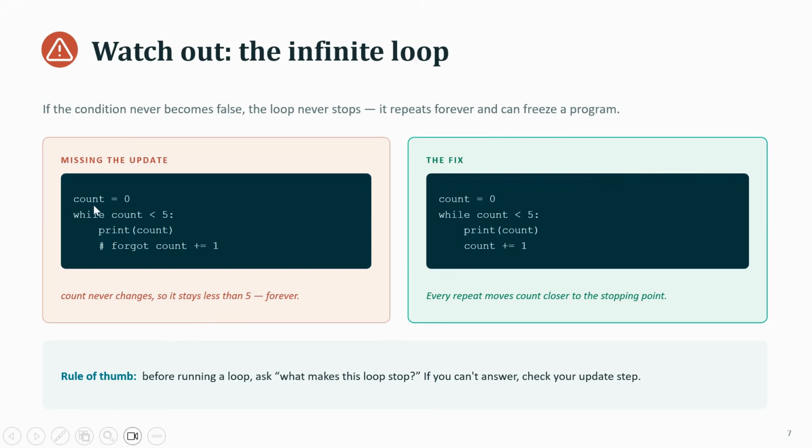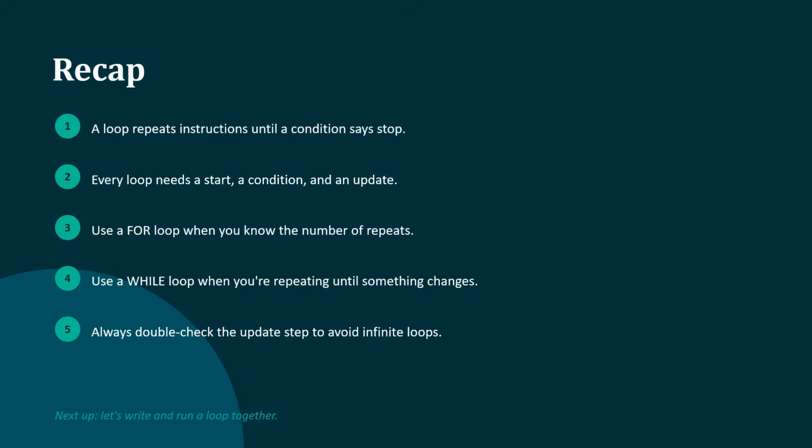Like here we can see count is equal to 0, while count is less than 5, print it. Let's say the condition starts at 0: 0 is less than 5, yes, print count, which is 0. If they forgot the increment line, the program will stay in the loop, because count is not incrementing and the condition is still true: 0 is less than 5. Yes, true, true. So it will keep printing 0 infinitely. So that's the issue we can have with loops.